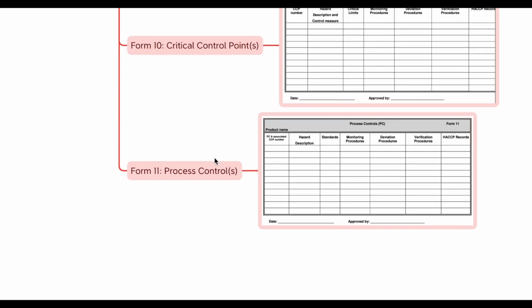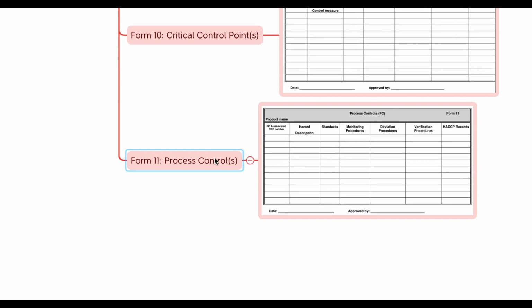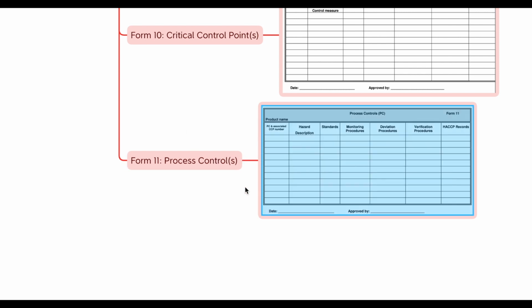And let's go to the last form, form 11, which is all about process controls. These are measures that are put in place to control hazards that are not controlled at a CCP. Let's look at a brewery. For example, they might have a process control for the fermentation step. They are not controlling a food safety hazard, but they are controlling the alcohol content of their beer. If the beer doesn't ferment long enough, it might not have the right alcohol content. And for a candy factory, they might have a process control for the cooking step. They're not controlling a food safety hazard, but they are controlling the hardness of their candy. If the candy doesn't cook long enough, it might not harden properly.